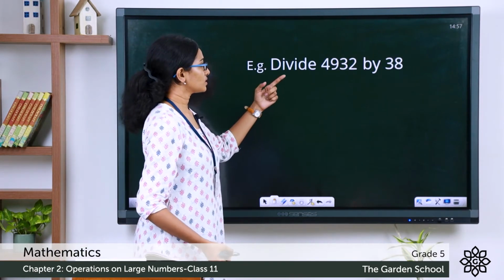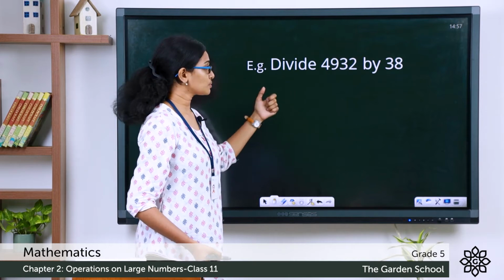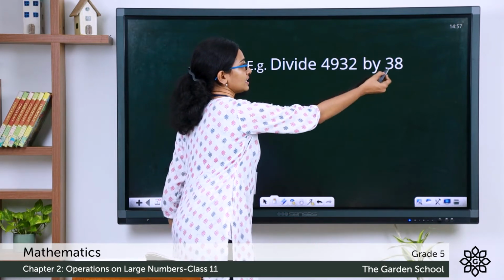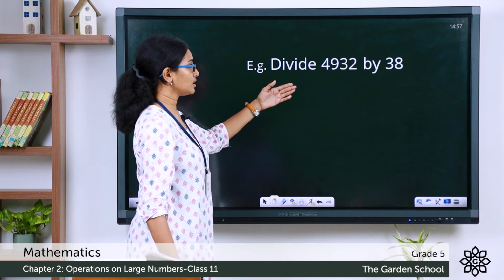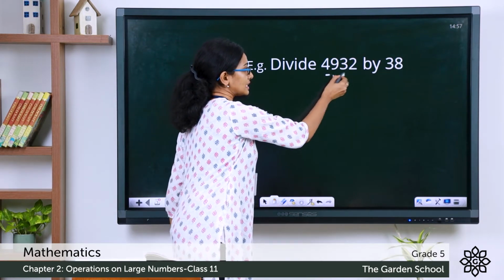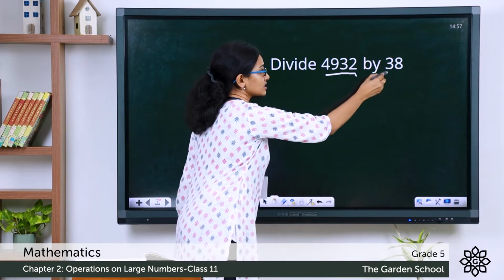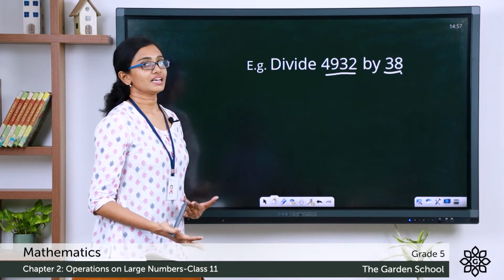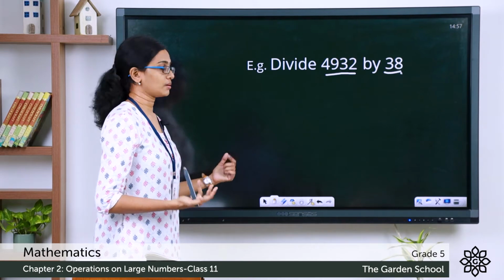Here, 4932 has to be divided by 38. So, a 4-digit number has to be divided by a 2-digit number. This is the dividend here and this is the divisor here. Let's see how we can divide these numbers.